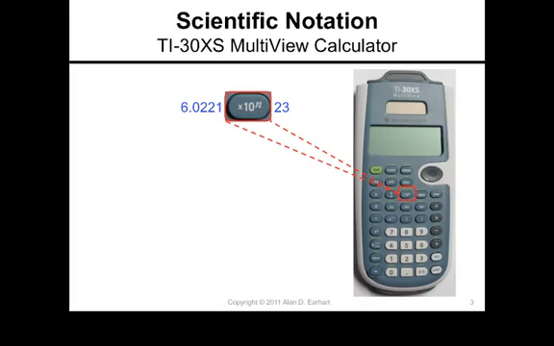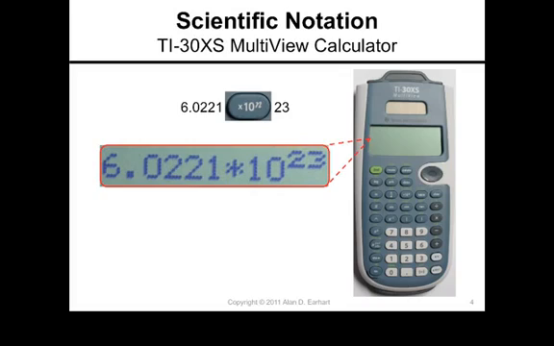Let's use Avogadro's number as our example. So we want to enter 6.022 times 10 to the 23rd. The way you do it on this calculator is you type 6.0221, hit the times 10 to the n key, and then type in 23. And then this is what you'll see on your display: 6.0221 asterisk times 10 to the 23rd. Remember, that's not really multiplication. So there's your number, and I would normally write it as 6.0221 times 10 to the 23rd.